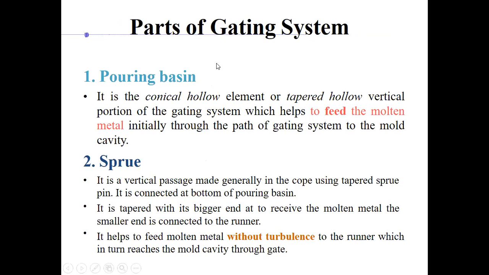without causing much turbulence. Sprue: vertical passage made generally in the cope using tapered sprue pin. It is connected at the bottom of the pouring basin, right? Once you have the pouring basin, the next element is sprue. It's a vertical passage, right? Generally in the cope, that's the top part of the setup, right? You have two flasks, the top flask and the bottom flask. The top flask is your cope. So it is a tapered sprue.